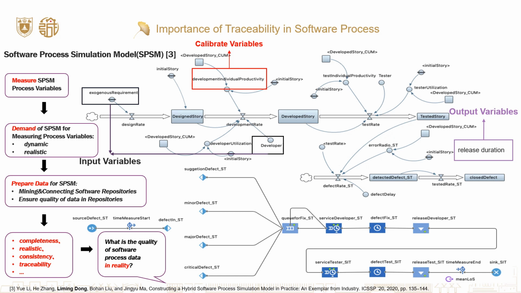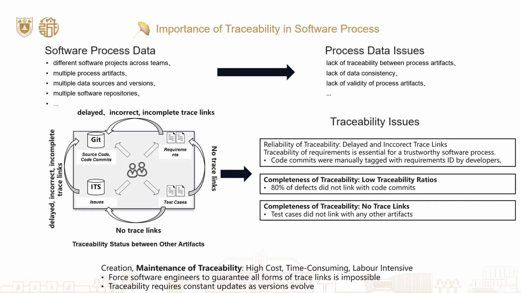The question is, what is the quality of software process data in the real world? The data quality problems caused by the complexity of different software projects across teams, data sources, and versions in enterprises still cannot meet the demands of software process simulation modeling, resulting in lack of traceability, inconsistency, and lack of validity between these process artifacts. Among them, traceability is one of the most significant process-oriented data quality problems. Specifically, there are issues with human-written text trace links in real-world projects, including delayed, incorrect, and incomplete trace links. Even the worst situation is that there are no trace links. As a result of these circumstances, it is difficult to obtain accurate information about each artifact's status and stage.